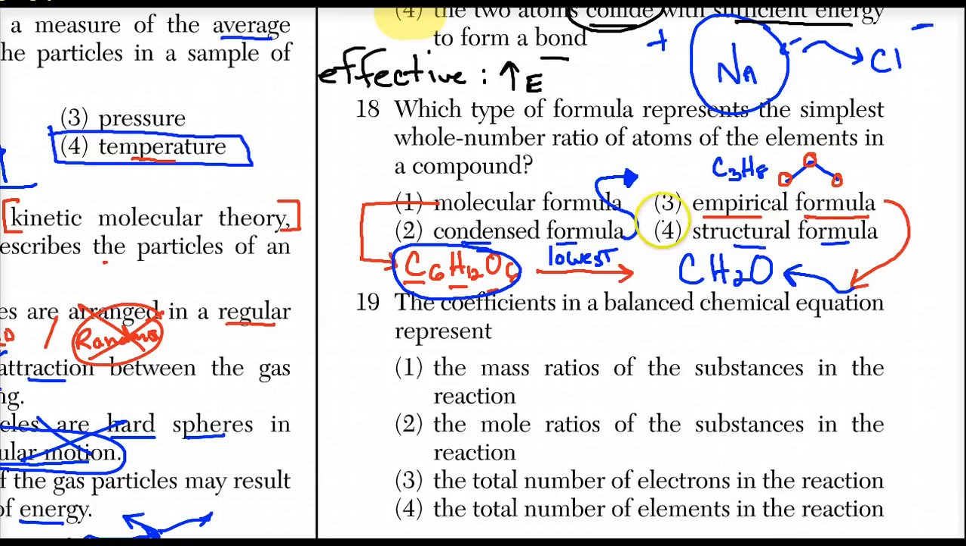So in any case, the best answer would be, of course, the empirical. I know I overtaught that, but hey, that's what I do. All right, number 18 is 3. Okay, number 19.